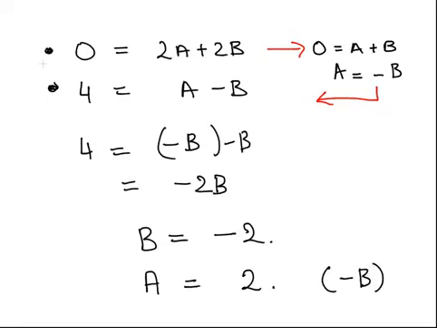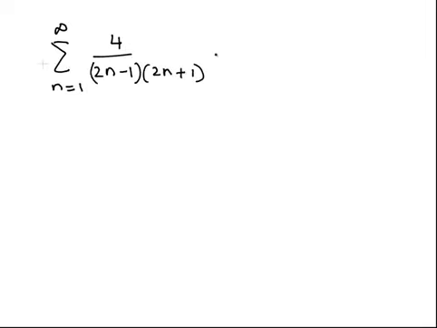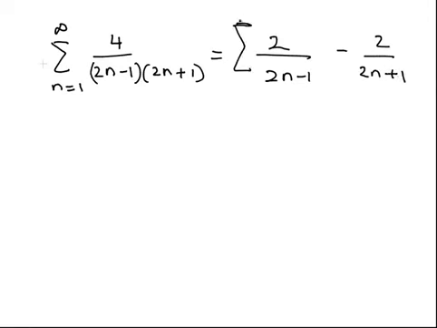Let's set up our expression again. We had the sum from n equals 1 to infinity of 4 over 2n minus 1 times 2n plus 1. That can be written as, with a being 2, 2 over 2n minus 1, minus 2 over 2n plus 1. We sum that to infinity.